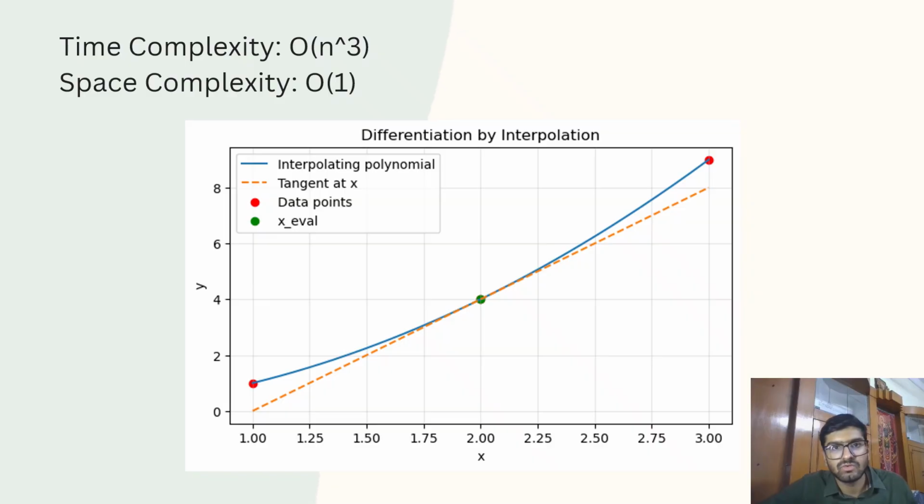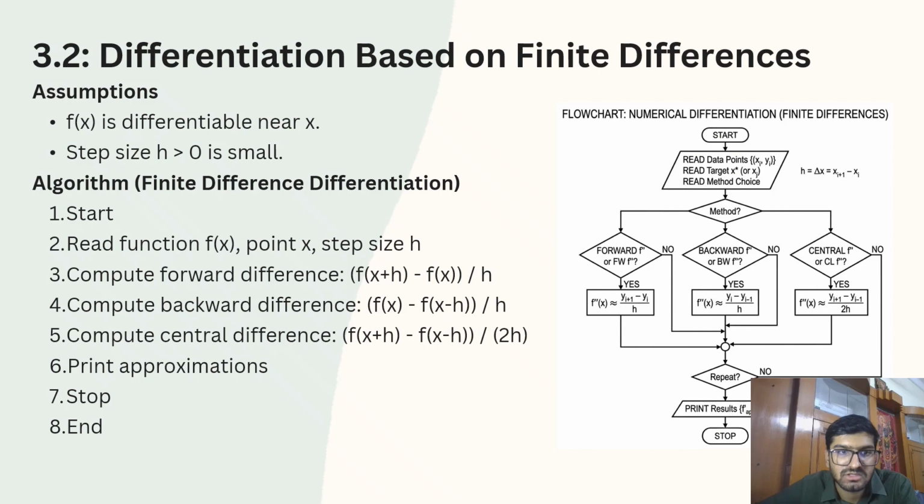The algorithm's time complexity is big O of n cube and space complexity is big O of 1. The graph here represents the geometrical interpretation of the following algo, where the blue line represents the interpolating polynomial, the dotted line is the tangent at the x point. X point is the point at which we are evaluating the answer, and the red points are the data points.